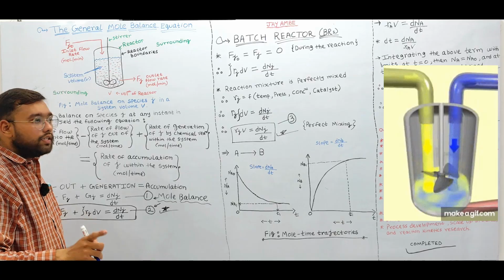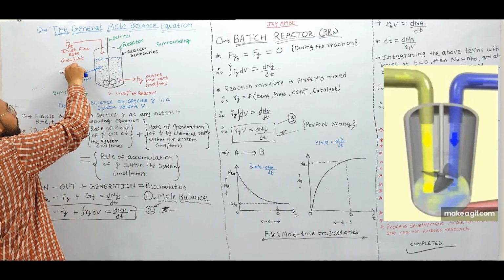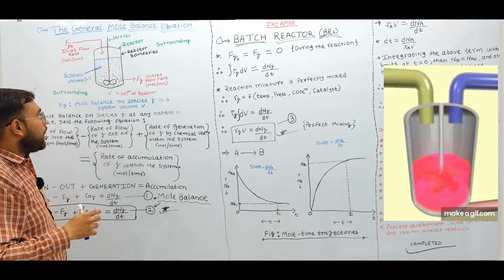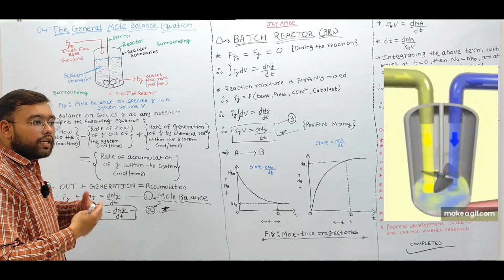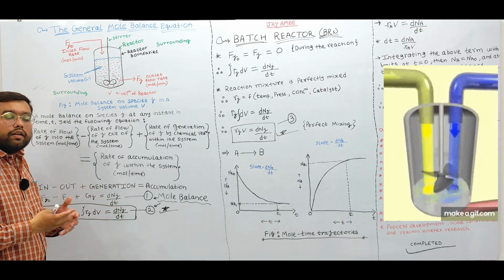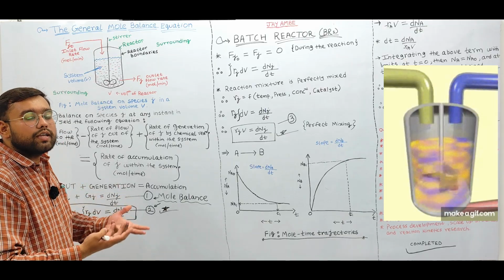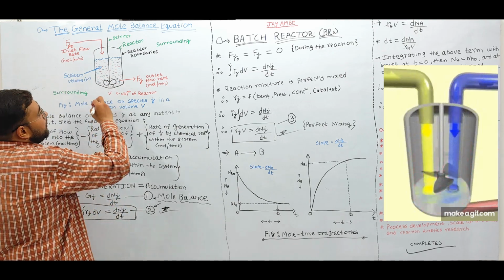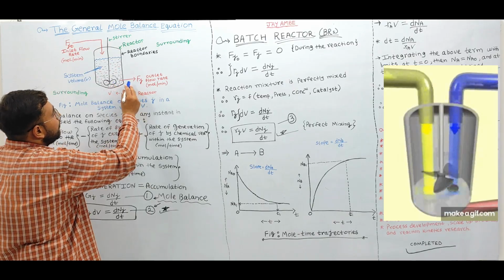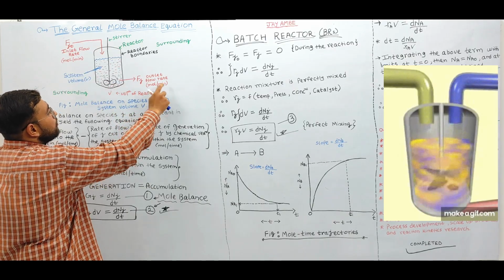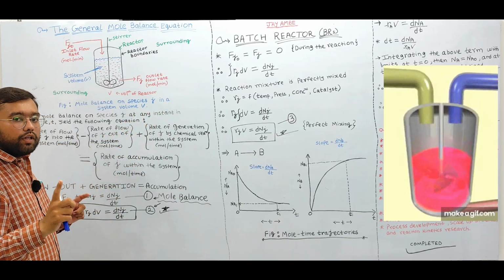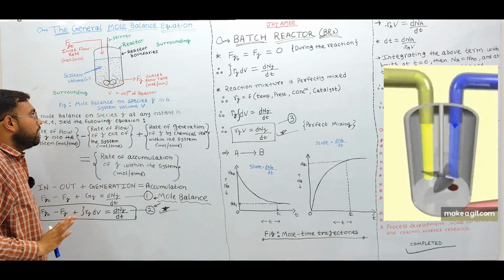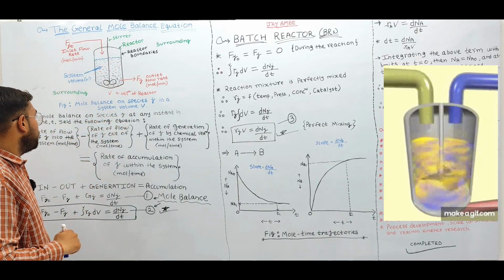During the run of the reaction, there will be no inlet flow rate and no outlet flow rate, and the reaction will take place. After completion of the reaction, the reactants will get consumed and new products are generated. The new product generated is removed from the reactor by the outlet stream. But during the run of the reaction, there will be no inlet flow rate and no outlet flow rate. It's called the batch reactor.